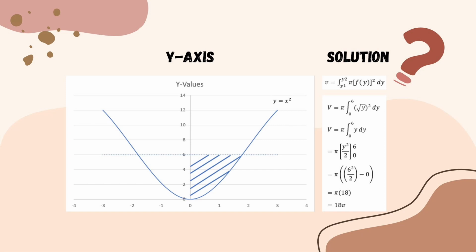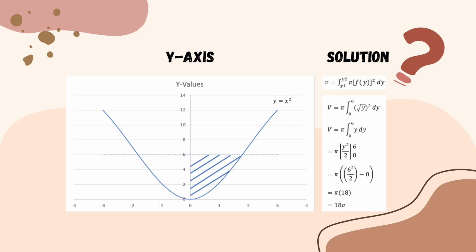As we can see in the slide, the region bounded by the graph is y equal to x squared, y equal to 0, and y equal to 6. So to solve this question, we must look at the formula for the y-axis. y2 will be 6 and y1 will be 0. For f(y), we will put y and we will move pi to the front of the equation. The next step is we will expand the equation to get rid of the square outside of the equation. So the new equation will be y, because the square root and the square power cancel.